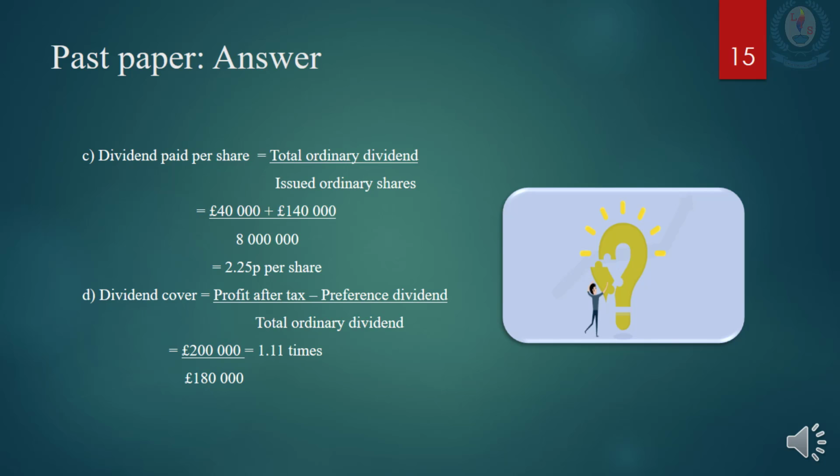Have they given the interest? Yes, they have given the interest but indirectly. Did you recognize? The 8% debenture has a hidden interest of 8% on the debenture. 1.2 million into 8%. Use the calculator to get the answer. The answer is 96,000 pounds.